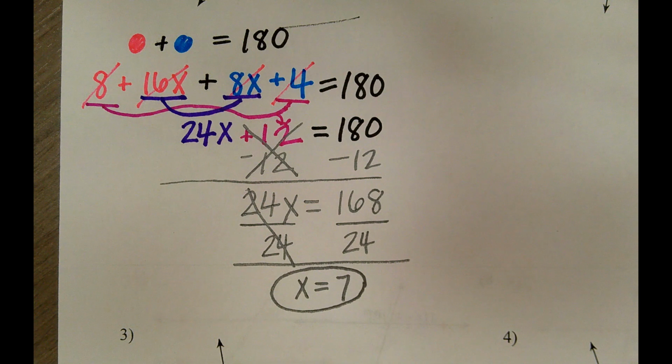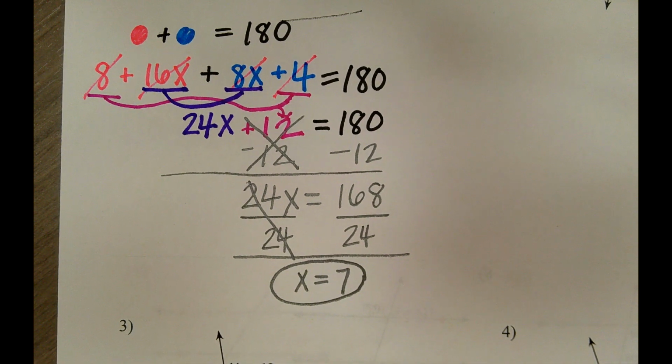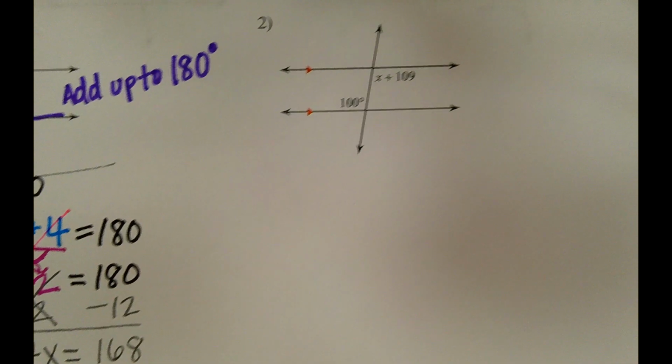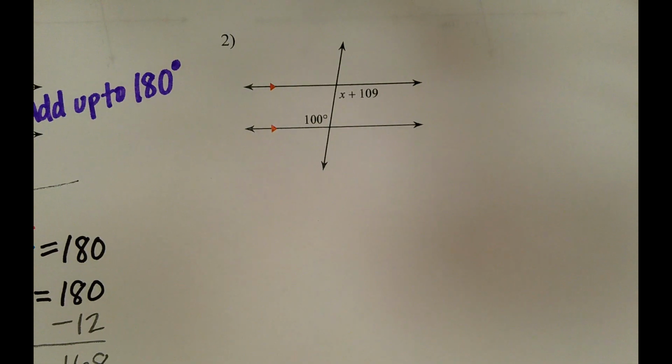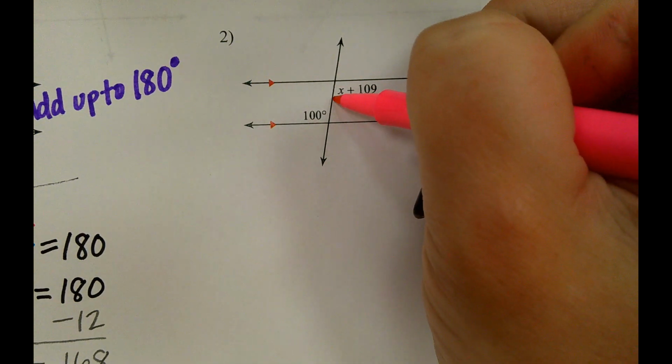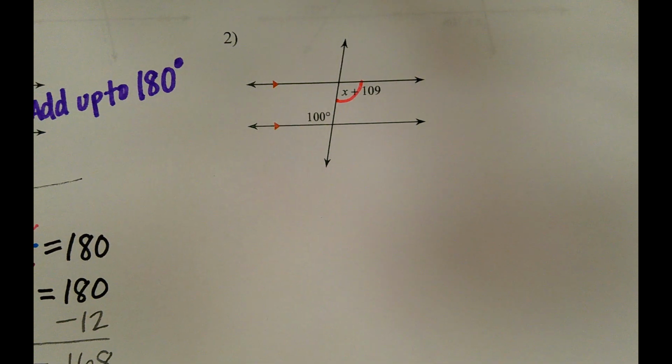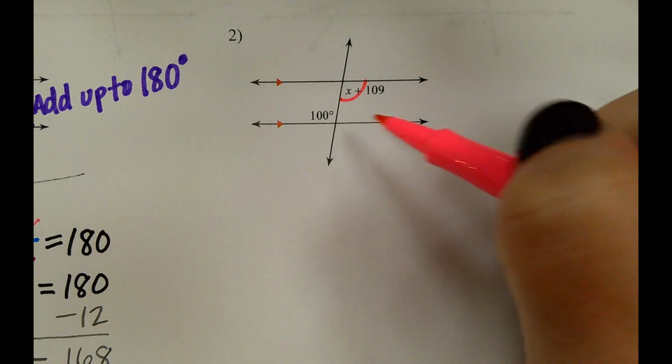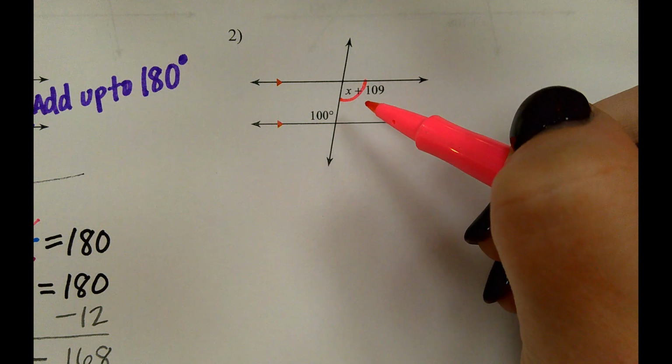Do we want to try number 2? Okay, so number 2. Now we have 2 other angles, x plus 109 and 100 degrees. So let's start by marking all of the angles that are equal to each other. X plus 109. And which angles would be equal?